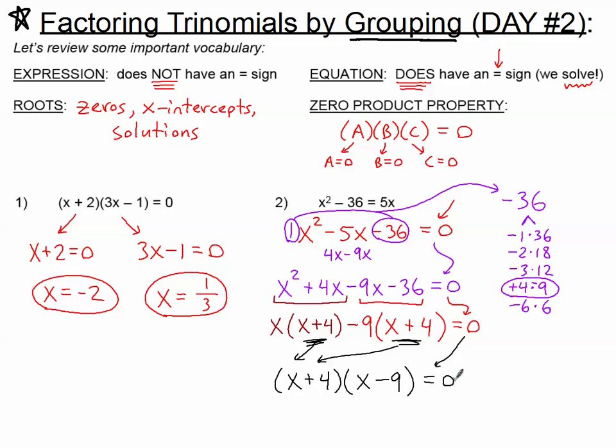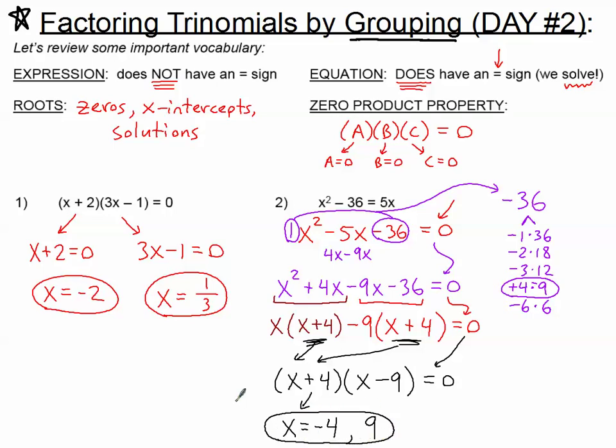Now that I have my 0 and I have my product, I can use the zero product property. X plus 4 can be equal to 0. That will give me that x equals negative 4. X minus 9 can be equal to 0. When I add 9, I'll get x equals 9. And those are my two roots.